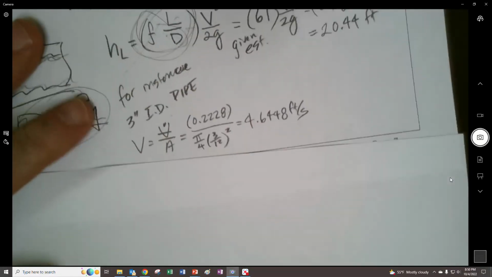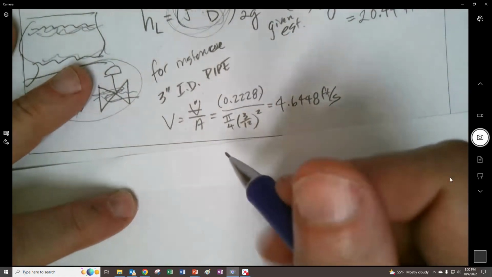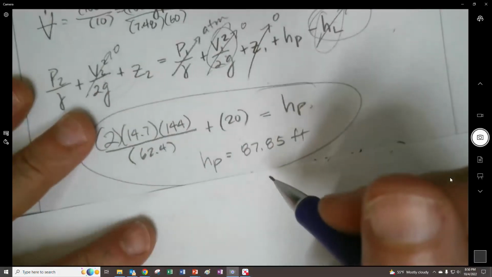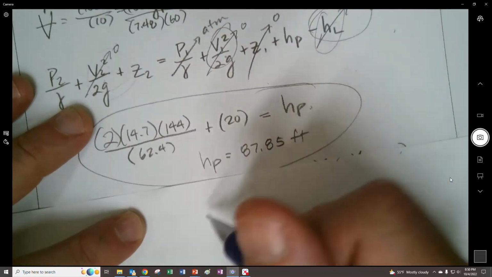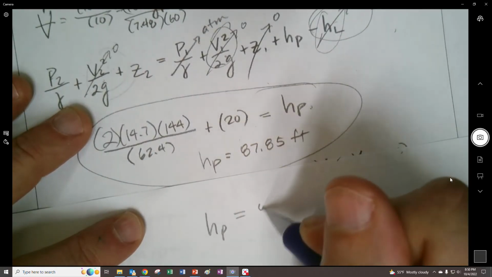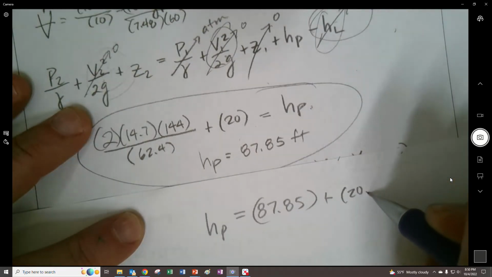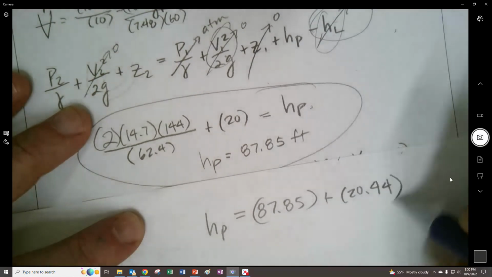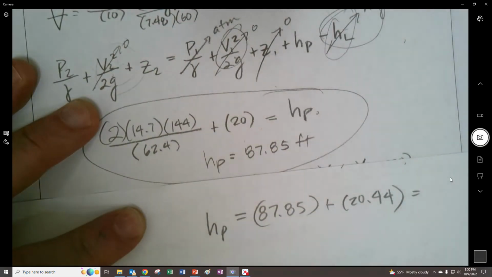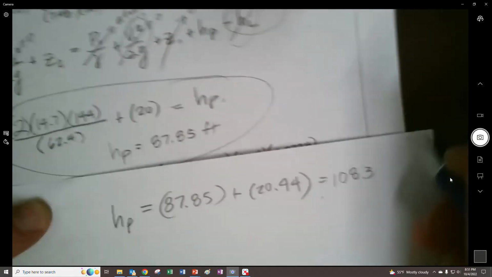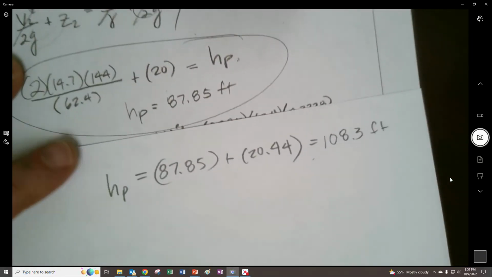So, continuing on, from up above, HP is now going to be equal to 87.85 plus our 20.44. So 87.85, add them in there. So now we have 108.3 feet is what the pump head has to be, because now it has to not only hit the head, but it had these losses as well that had to be put onto the other side.